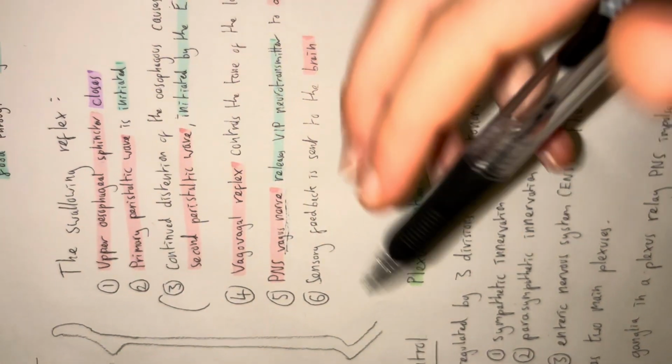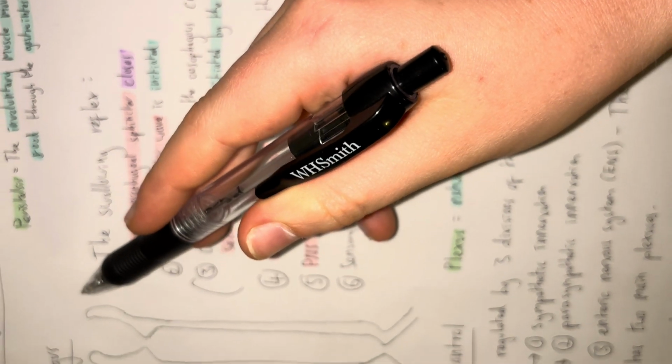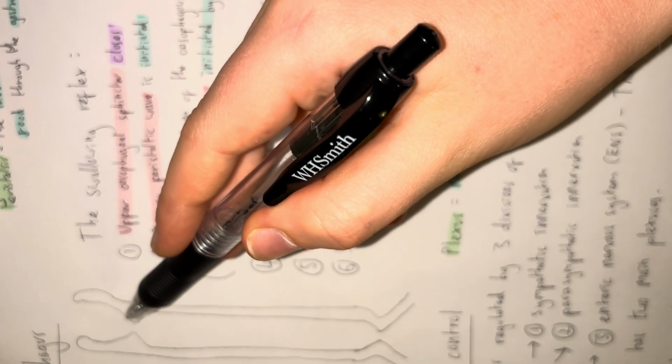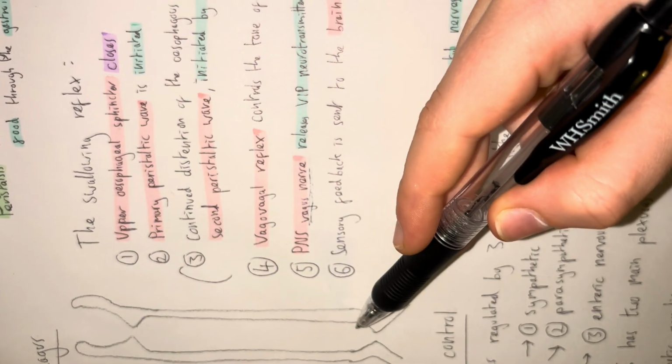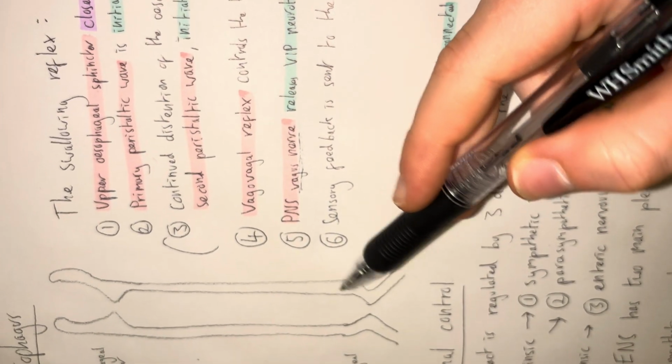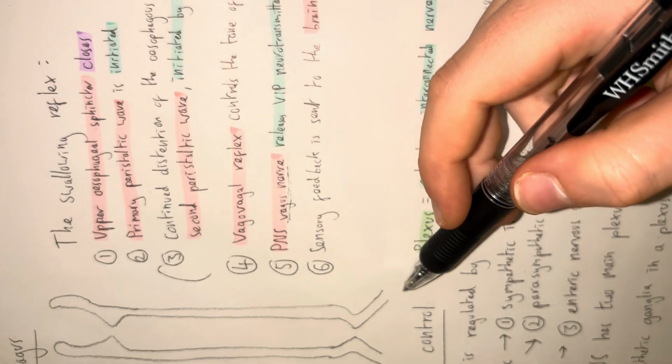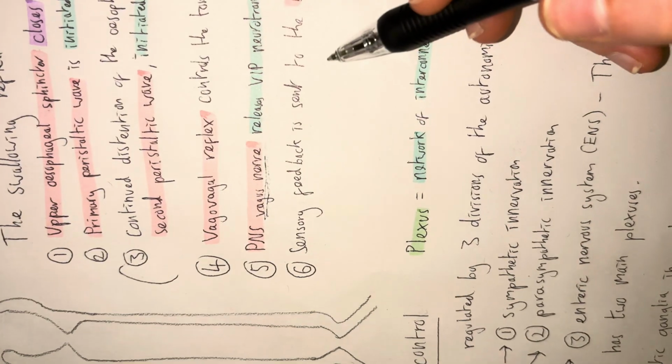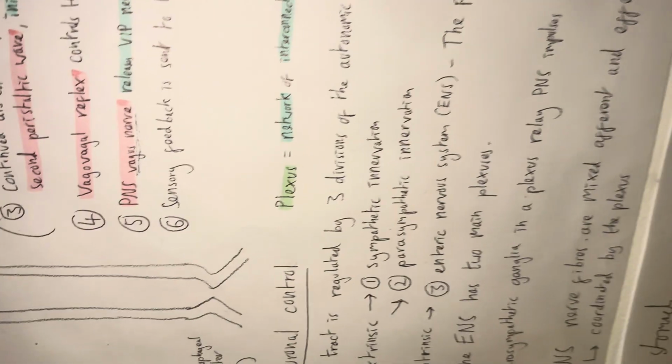So then we have the upper esophageal sphincter closing, peristaltic waves carrying the food down, and then the vagus nerve causes the lower sphincter to open. And then afterwards, this sensory feedback is sent back to the brain.